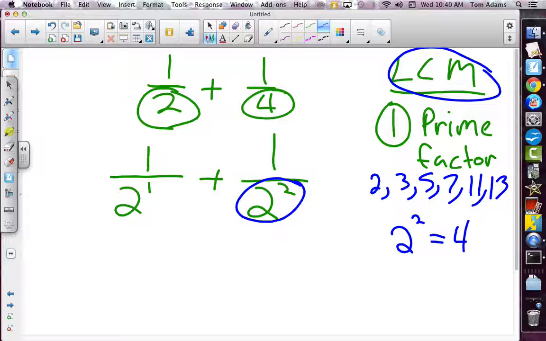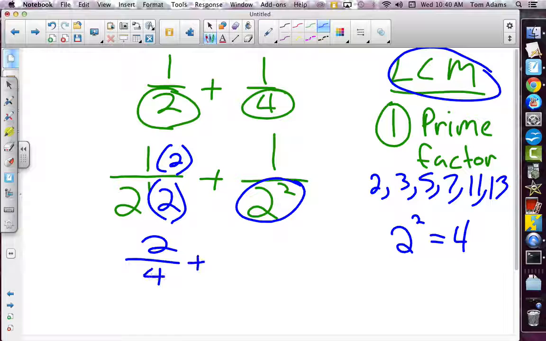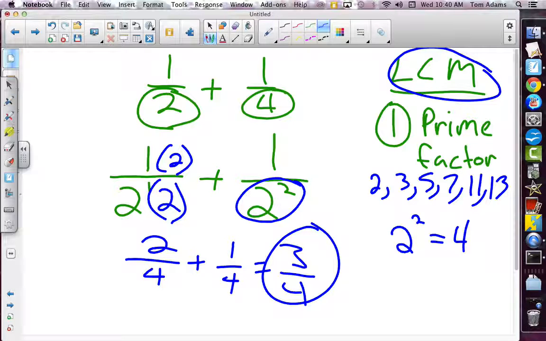Well, when I have it as prime factorization, in order to make 1 over 2 equal 1 over 2 squared, I'm going to multiply this by 2. And that changes it from 1/2 to 2/4. Then when we add it up, we get 3/4. So when we see 3/4, we just think, oh yeah, it's 3/4, whatever. But 3/4 could be separated.